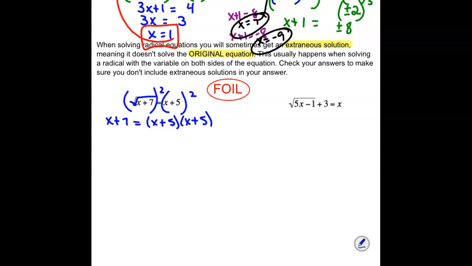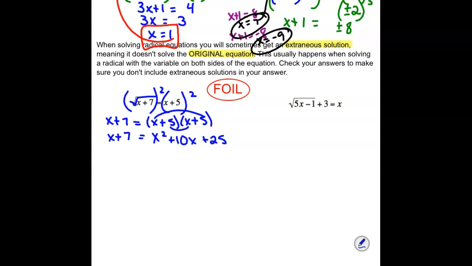Otherwise, FOIL this out. X times x would be x squared. Outsides we get 5x, insides we get another 5x, so we have a total of 10x. And our last is 5 times 5, or 25. So what you're going to see today is we're going to get some equations that have x squareds in them.